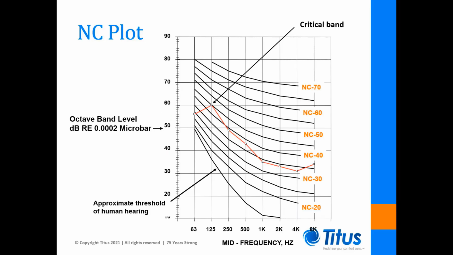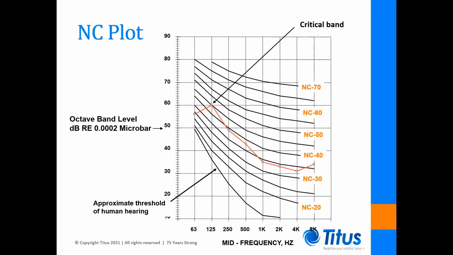So how do we read an NC plot? Let's say that we need to determine the NC level of a room. We would typically command the unit serving the space to its maximum design airflow, close the office door, stand in the center of the room, and take octave band sound pressure readings. Then we'd plot them on a chart like this.